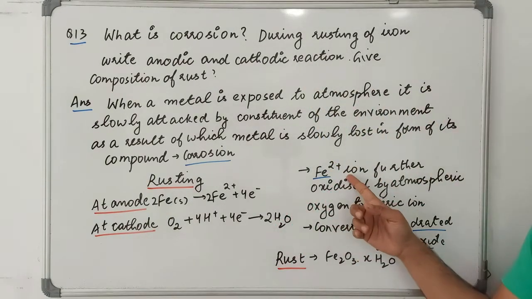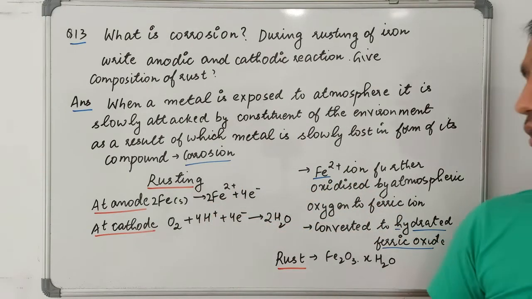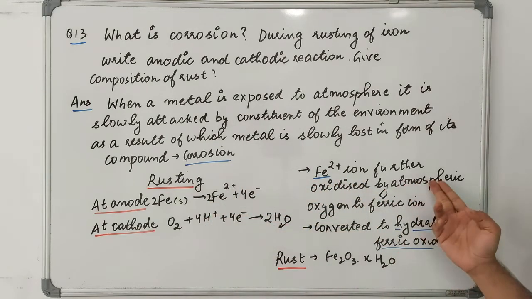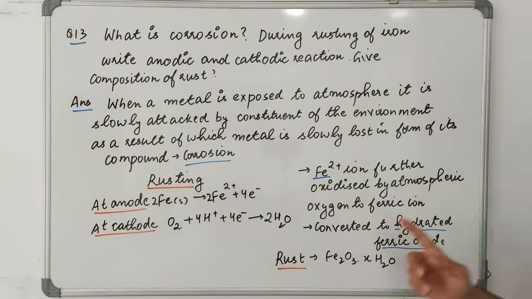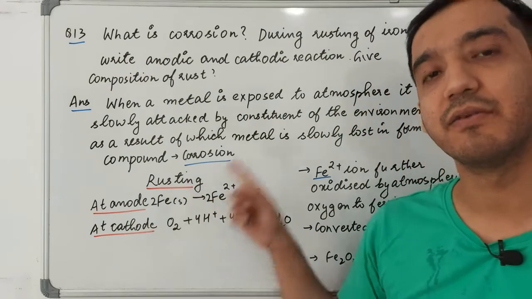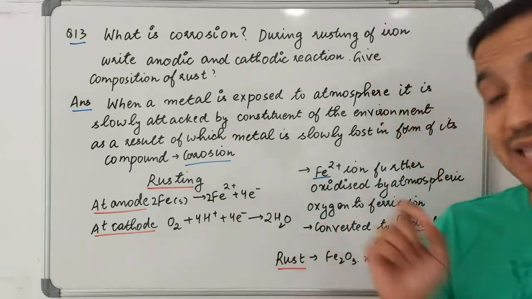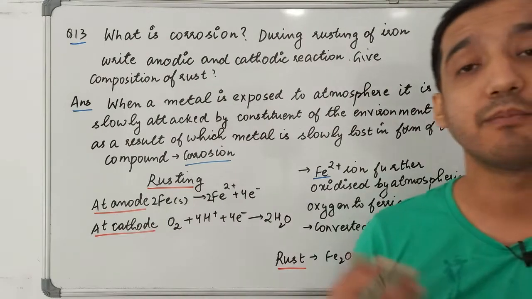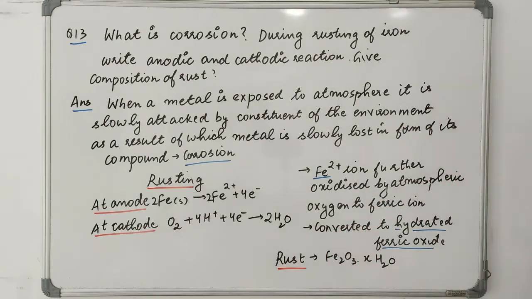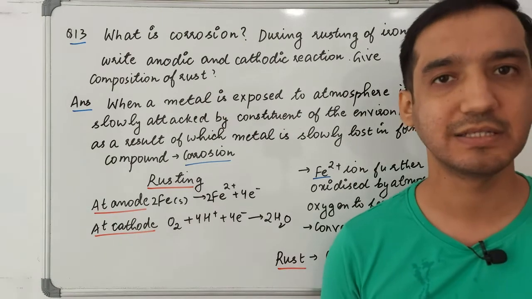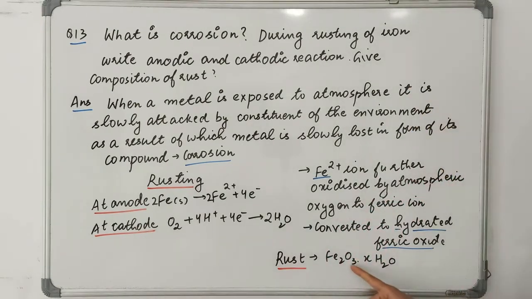Next, Fe2+ ion, which is coming from the anode, is further oxidized by atmospheric oxygen to the ferric ion. So ferrous ion will convert to the ferric, which is Fe3+. Then in presence of the moisture in the air, what happens? This ferric ion will convert to the hydrated ferric oxide. So this hydrated ferric oxide is called rust, which is Fe2O3.xH2O. This is called rust.